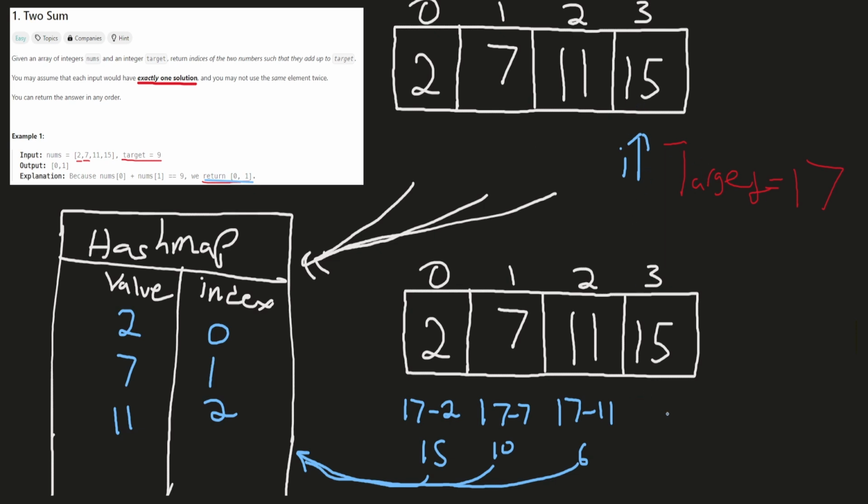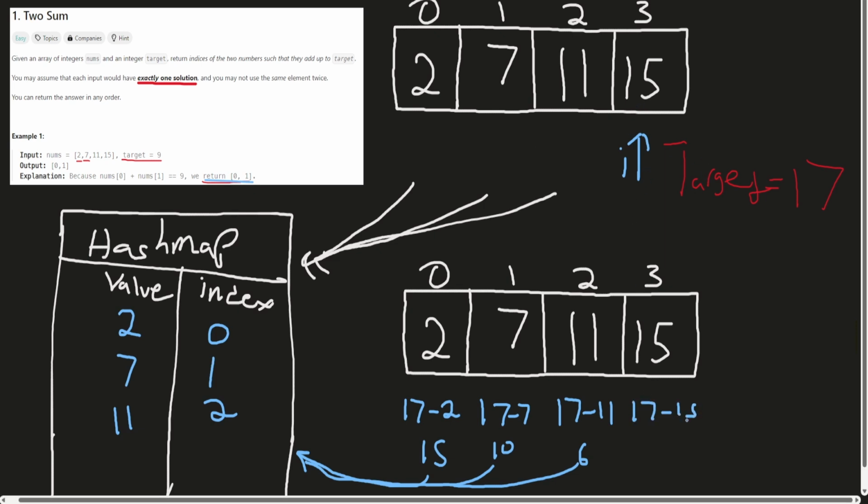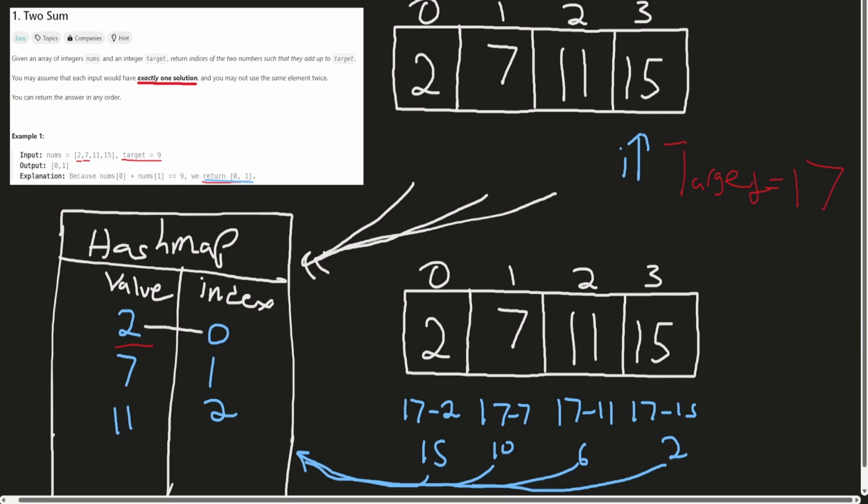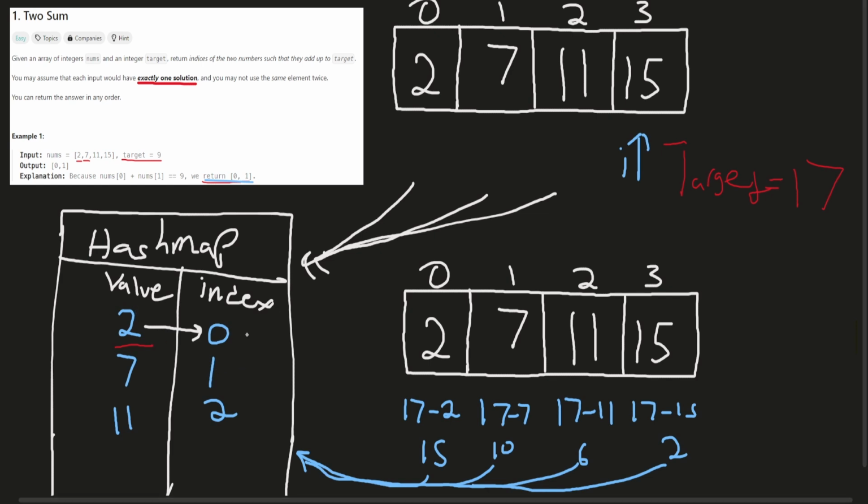15. We go down here. 17 minus 15, we have a 2. Oh, looks like we have a 2. Ding, ding, ding. So we don't have to add anything to the hash map, we found an answer. So now we check what the index is, because we know we have to return the index. We're not returning the value, we're returning the index.